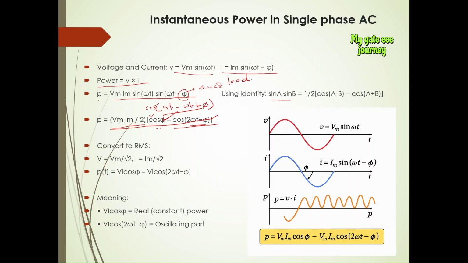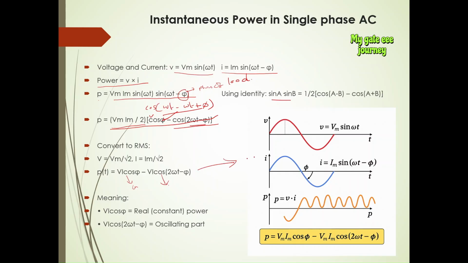First term is nothing but Vm Im by 2 cos phi, and we know that V RMS is equal to V maximum by root 2, as well as I RMS is equal to Im by root 2. So if we represent Vm Im in terms of RMS values, we know that P of t is equal to VI cos phi minus VI cos 2 omega t minus phi. Here this is the constant part, this is the pulsating part.